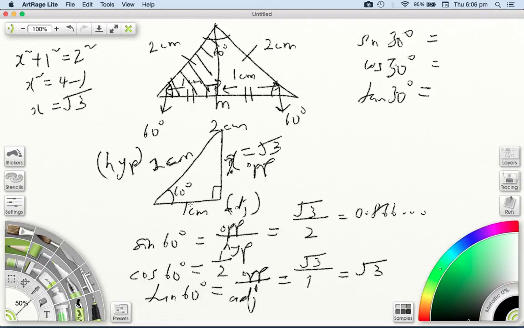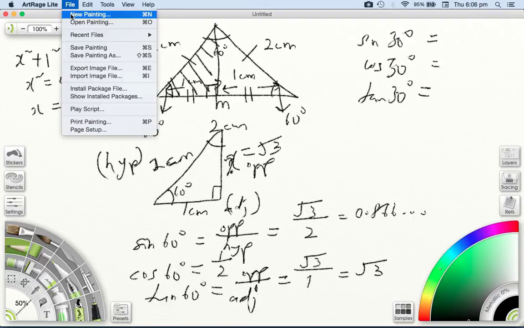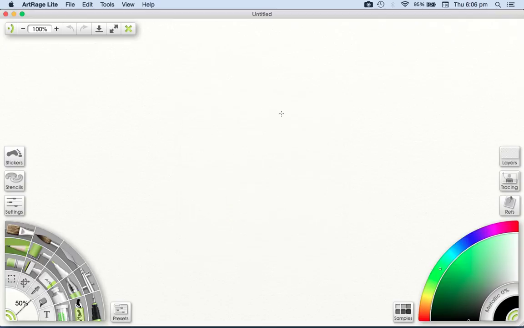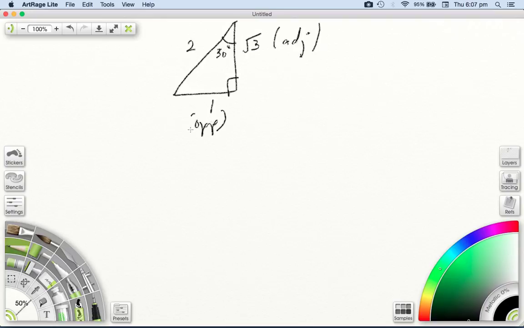So sine 30, this time, this is the angle. It's kind of messy, so I'm going to just do it on a new slide. Same triangle, root 3, 1, and 2. Except instead of 60 degrees, this is 90, this is 60, this has got to be 30. Now, this becomes the adjacent. This becomes the opposite. This becomes the hypo.